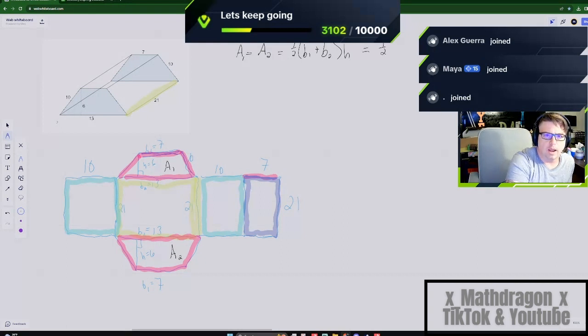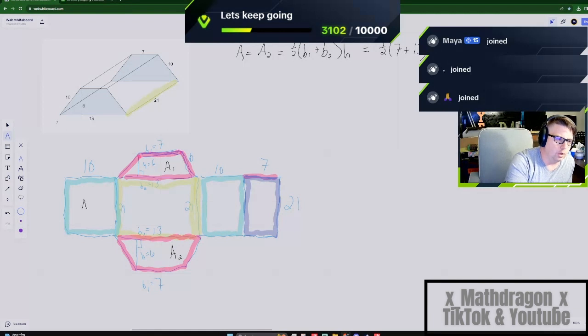So we're going to have 1/2. Our base 1 we said was 7. Our base 2 is 13. And then our height is 6. So when we do 7 plus 13, we get 20. Half of 20 is 10. 6 times 10 is 60.